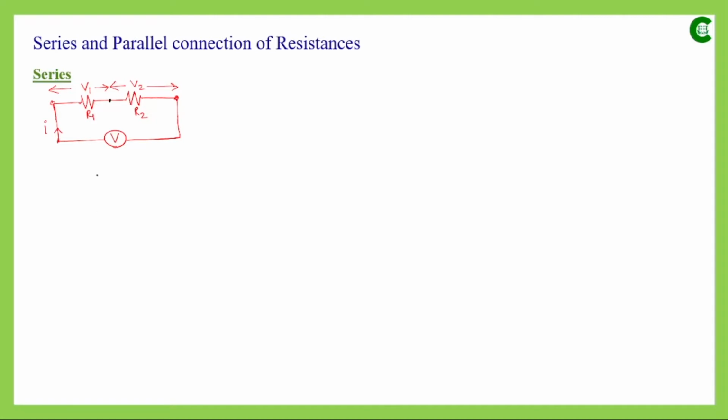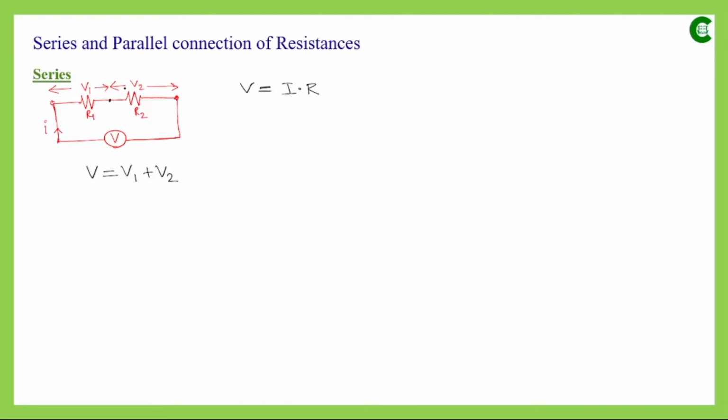Now from inspection we can say that V will be equal to V1 plus V2. This relationship can also be proved with the help of Kirchhoff's voltage law, which will be discussed in some other class in this course. Since that has not yet been discussed, we will take this concept for the time being and use this relationship. Now for resistors, we know that they obey Ohm's law, and as per Ohm's law the voltage drop across any resistor will be equal to the multiplication of the current flowing through that resistor and the resistance value.